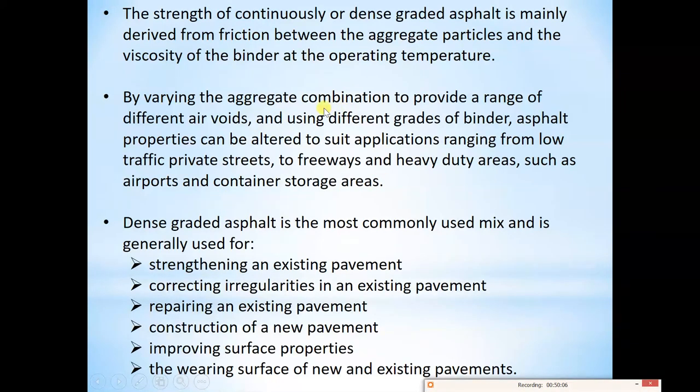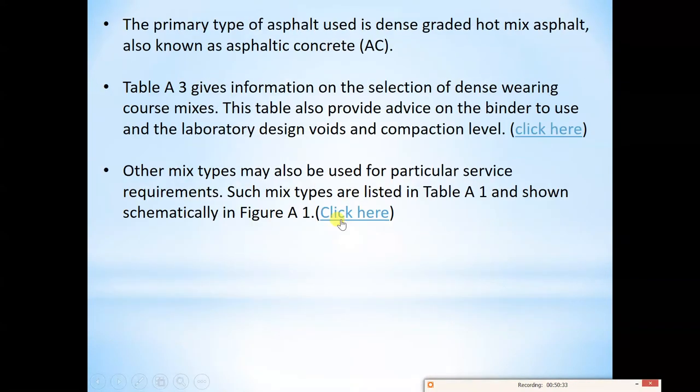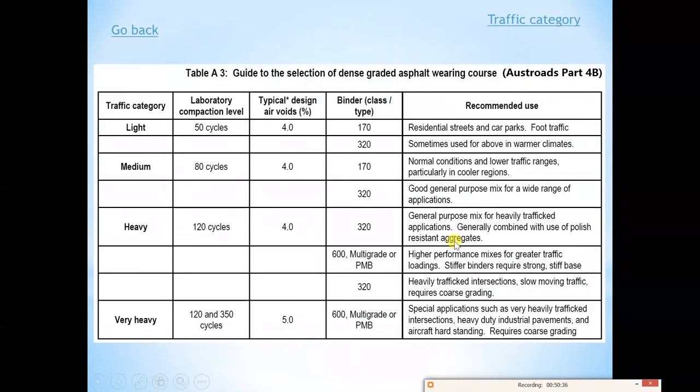By varying the aggregate combination to provide a range of different air voids, and using different grades of binder, asphalt properties can be altered to suit applications ranging from low traffic streets to freeways to heavy duty such as airports and container yards. So the dense graded asphalt can be used for all the different categories by varying the type of binder.